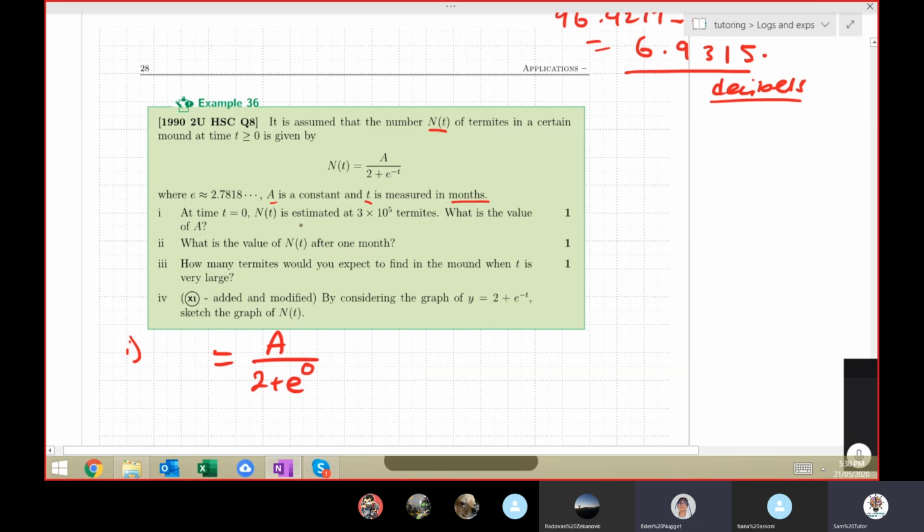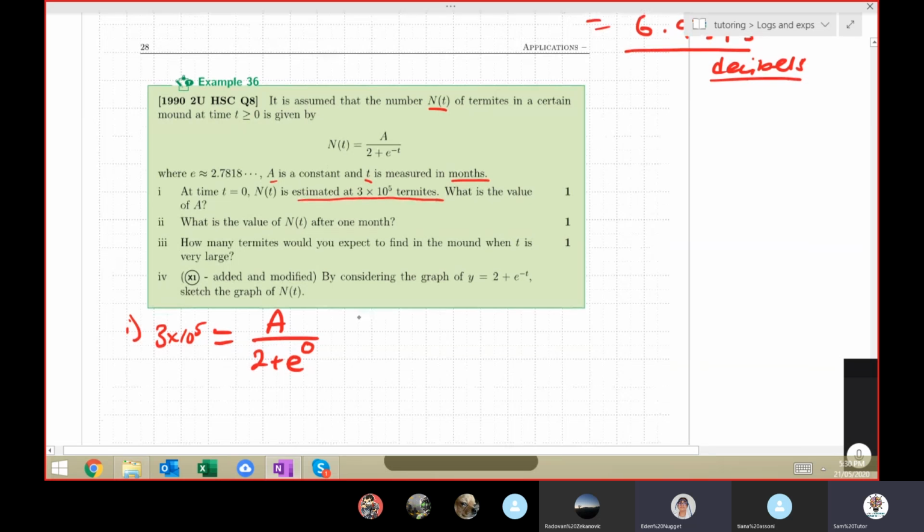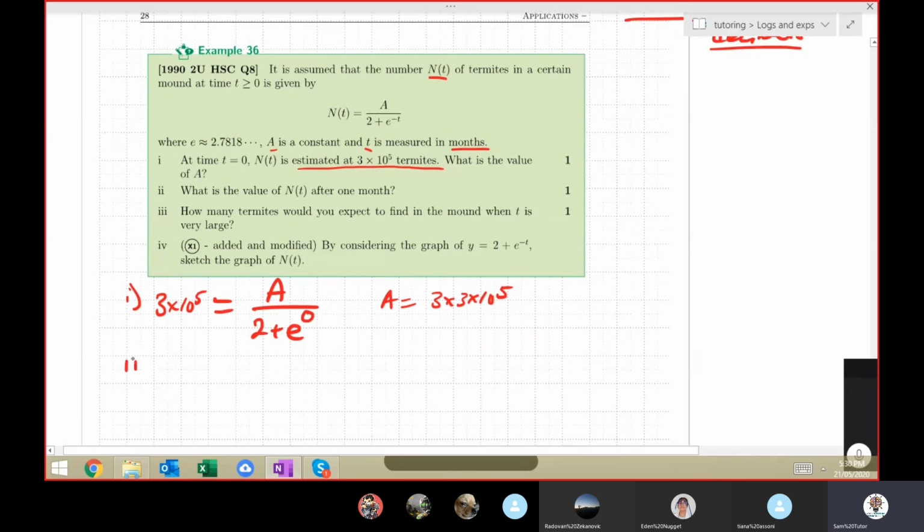3 times 10 to the 5. And then what's the value of A? What's e to the 0? 1. 1 plus 2, 3. You multiply, you're done. That's it. That was easy, wasn't it? Right. What is the value of N(t)?